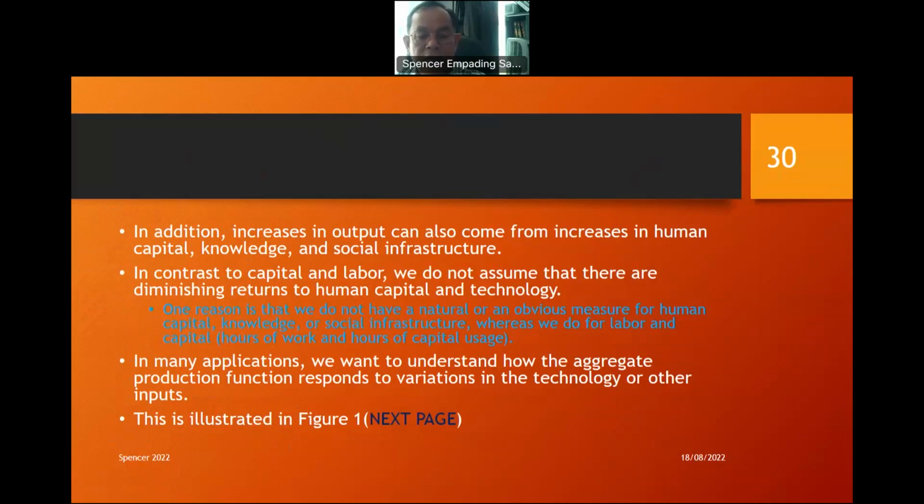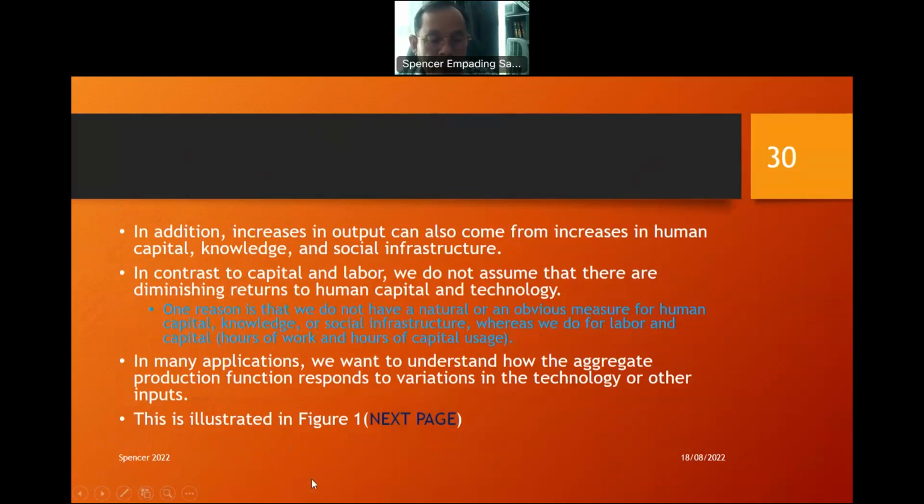One reason is that we do not have a natural or obvious measure of human capital. That's the issue. We do not have an obvious measure for human capital. How do you measure human capital? How do you measure knowledge and so on, or social infrastructure? Whereas we do have measures for labor and capital, for example, hours of work or hours of capital usage.